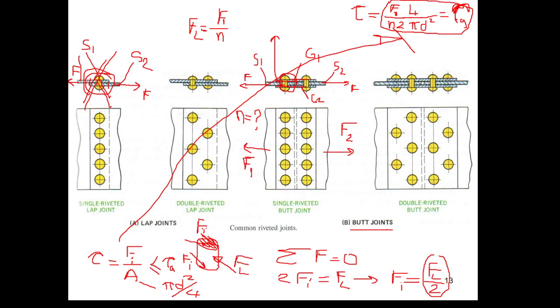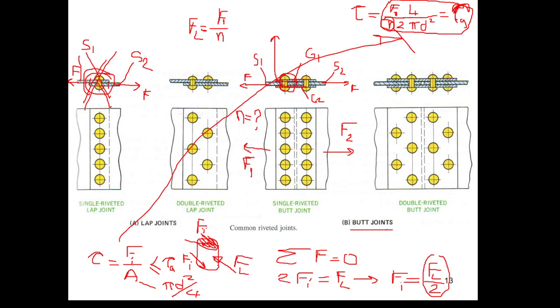Pi is a constant number. D, regarding the sheet metal thickness, we selected, obeying the recommendation, the rivet diameter. So, well, the only unknown is the number of rivets. As engineers, we determine the number of rivets using this equation. Okay, but there is another issue to deal with.